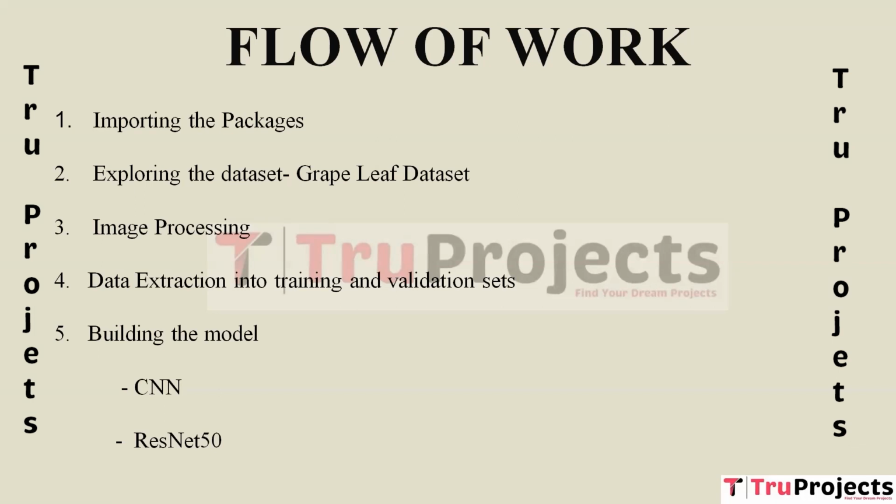It uses skip connections or residual blocks to mitigate the vanishing gradient problem, enabling training of very deep networks. ResNet 50 is pre-trained on large image datasets like ImageNet and can be fine-tuned for specific tasks. Using ResNet 50 as a base model can be advantageous for grape leaf disease identification tasks, as it provides a strong foundation for feature extraction due to its depth and pre-trained weights.